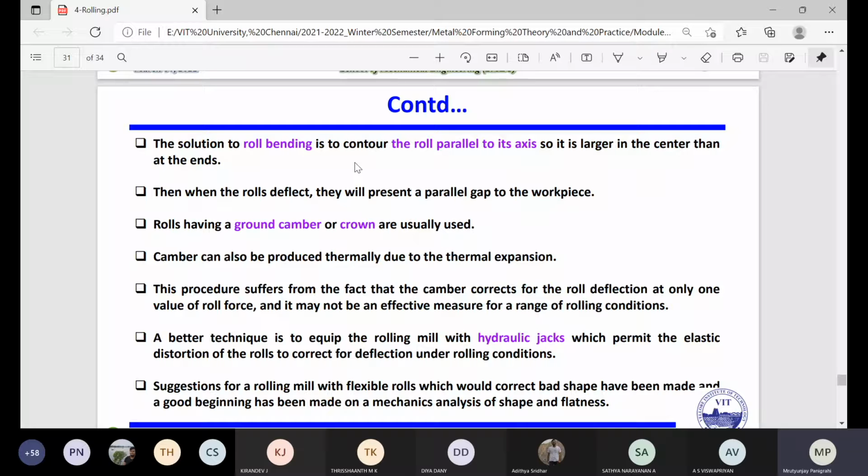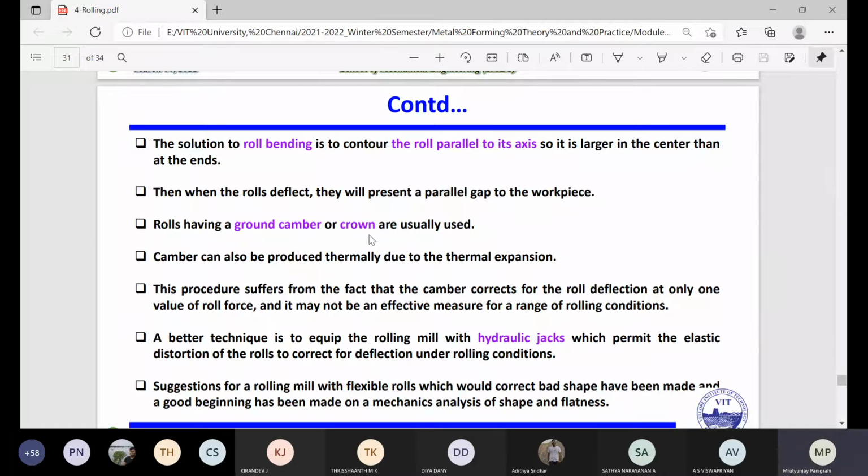So if you have the defect of roll bending, then this is one solution: you have to make the roll parallel to its axis. Then when the rolls deflect, they will present a parallel gap to the work. That means whatever gap you have between the two rolls should be uniform, or parallel. If one side is a little bigger and one side a little smaller, then you will not get a good result.